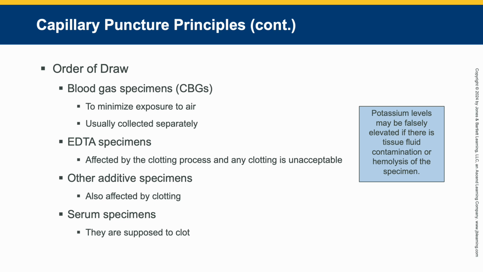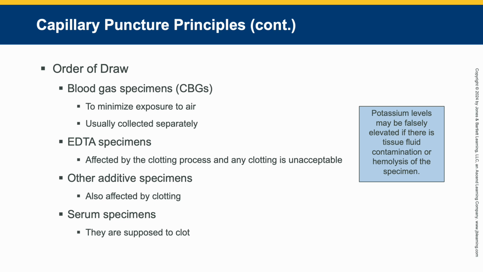Sites that are most affected by clotting have to be collected, not sites, specimens, the tubes. The specimens that are most likely affected by the clotting need to be collected first. This is the CLSI recommended order of draw for capillary specimens, and this does take that clotting into consideration.